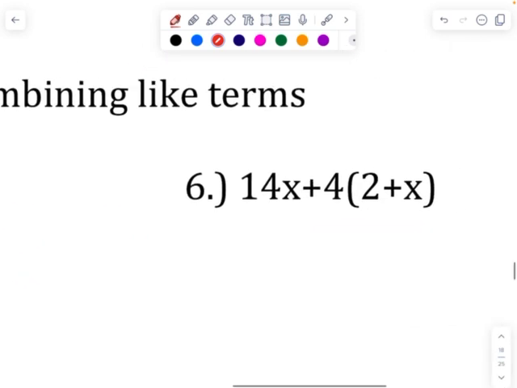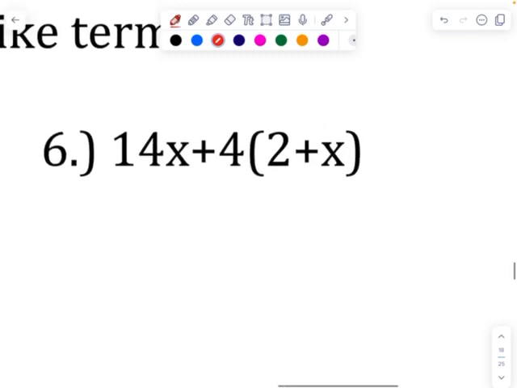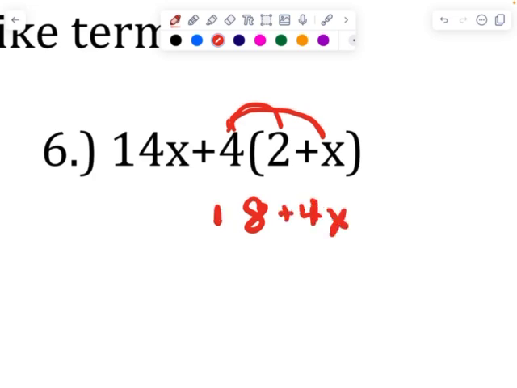Let's go ahead over to look at number 6. I have 14x plus 4 times the quantity 2 plus x. Well, when I have parentheses, I'm going to look, is there anything I can combine there? Well, hopefully you said no, because it's 2 plus x. They're not like terms. So I'm going to use the distributive property. 4 times 2 is 8. 4 times x is 4x. And I'll carry down the 14x. So I use the distributive property.